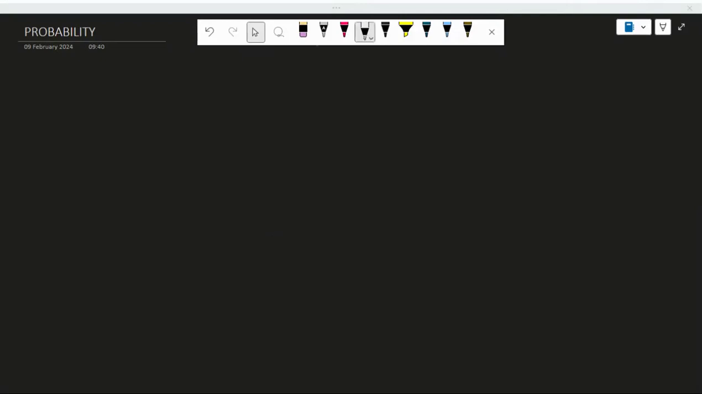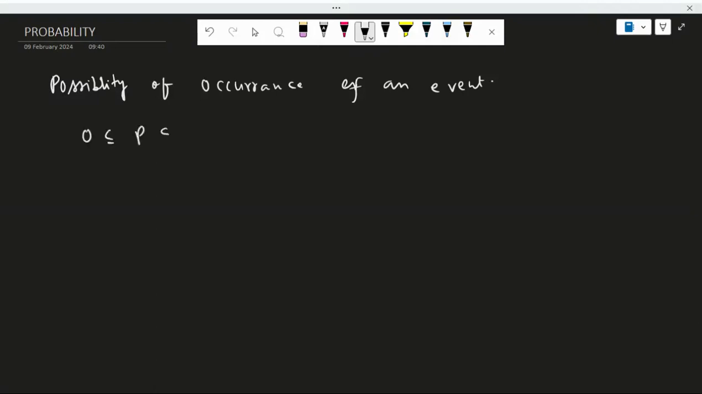Probability is the possibility of occurrence of an event. That is probability. And probability is always between 0 and 1. The probability of occurrence of an event is always between 0 and 1. It can never be negative and it can never exceed 1.